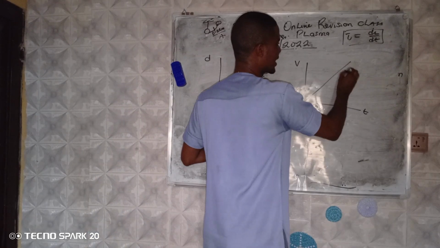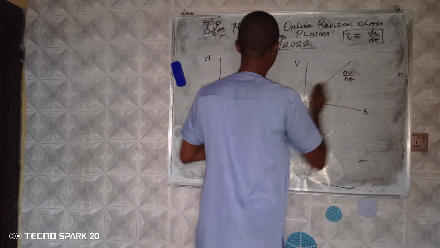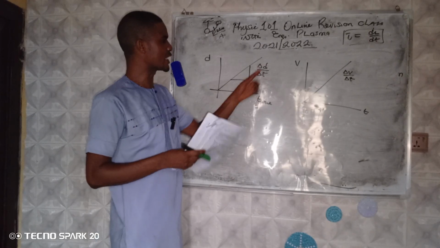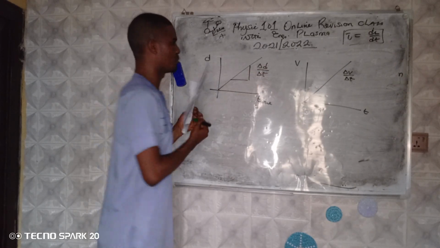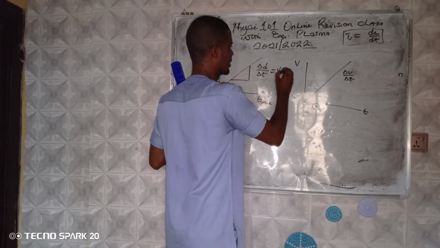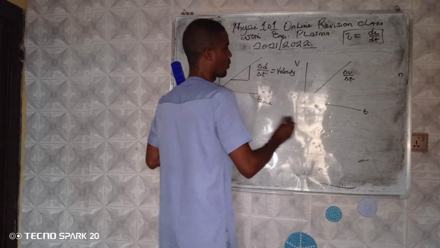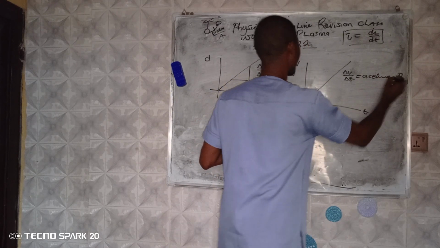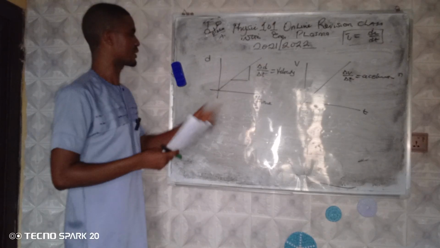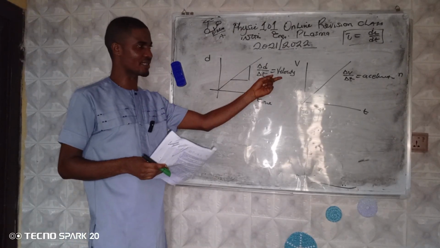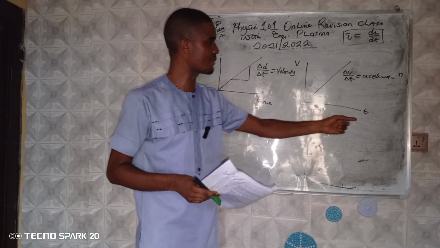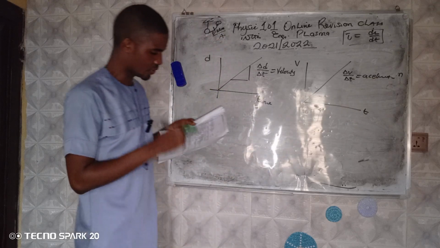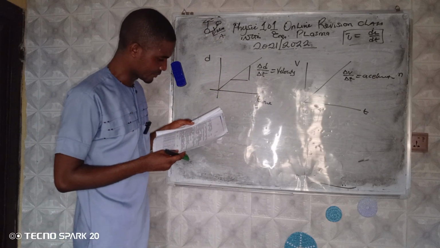Here my slope will be change in v over change in t. Change in displacement, or distance, over time will give you velocity. Do you remember that? While change in velocity over time will give you acceleration. So the slope of distance-time graph will give you velocity, while the slope of velocity-time graph will give you acceleration. So find out your answer there.